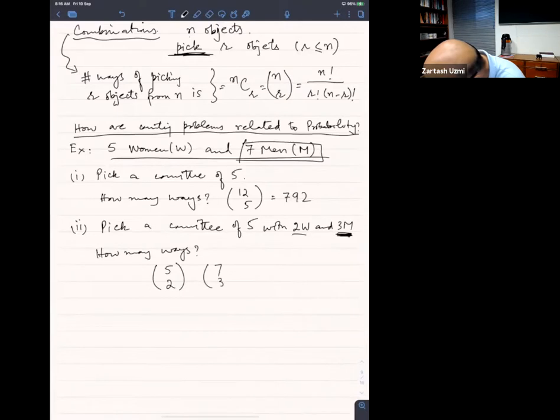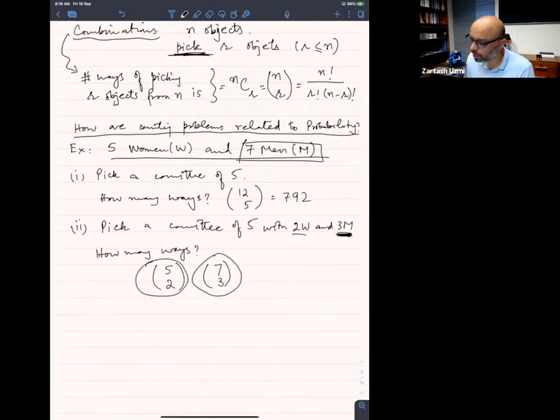7 में से 3 ऐसे पिक करेंगे. And now looking at the basic counting principle, 5 choose 2 ways of picking 2 women out of 5, and 7 choose 3 ways of picking 3 men out of 7. The 2 experiments, 2 different number of outcomes. Both of these experiments perform together. What is the total number of outcomes?